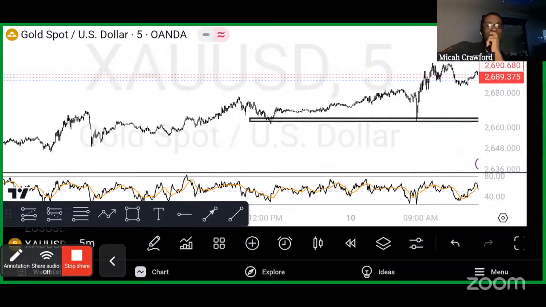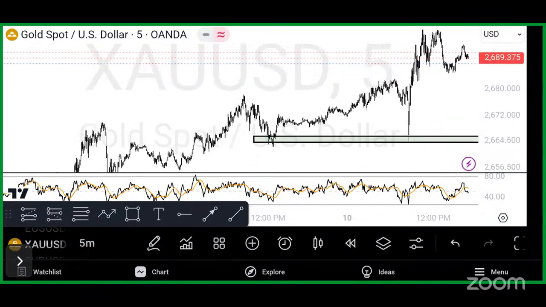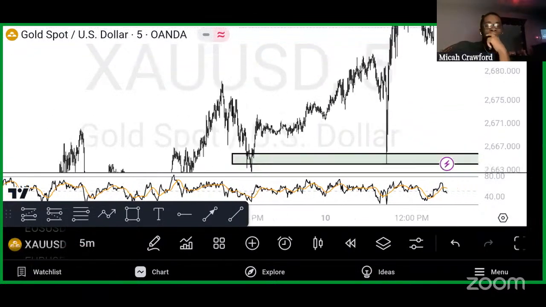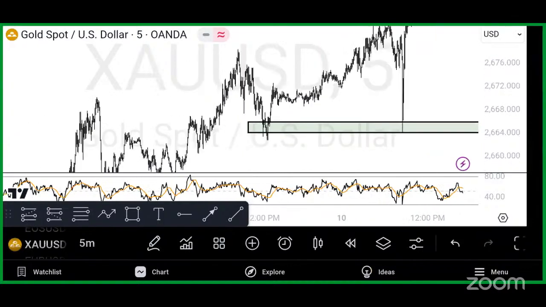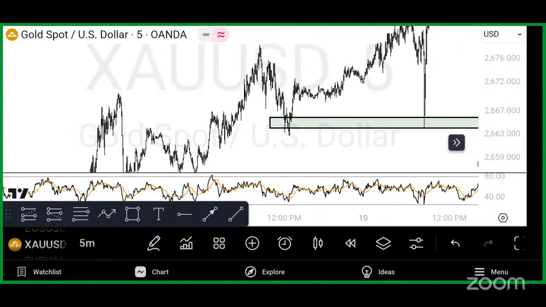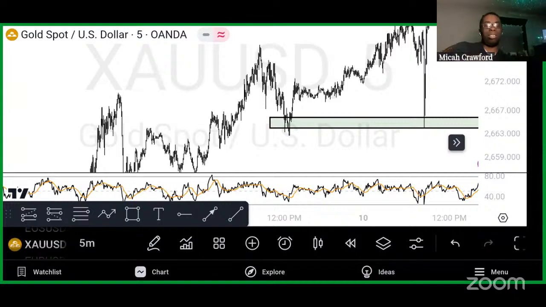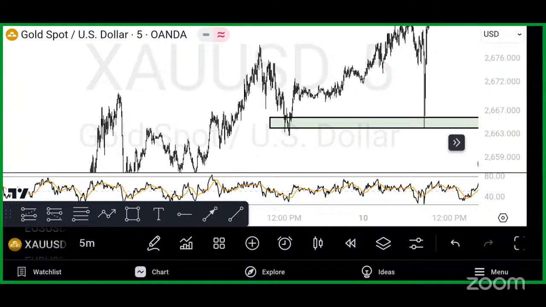That would have been a nice triple bottom right there. That would have been a nice area to buy. It would have been a little funny, but yeah.